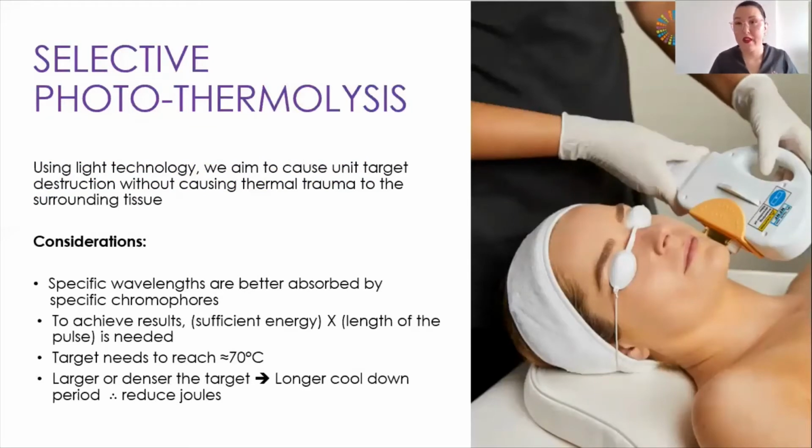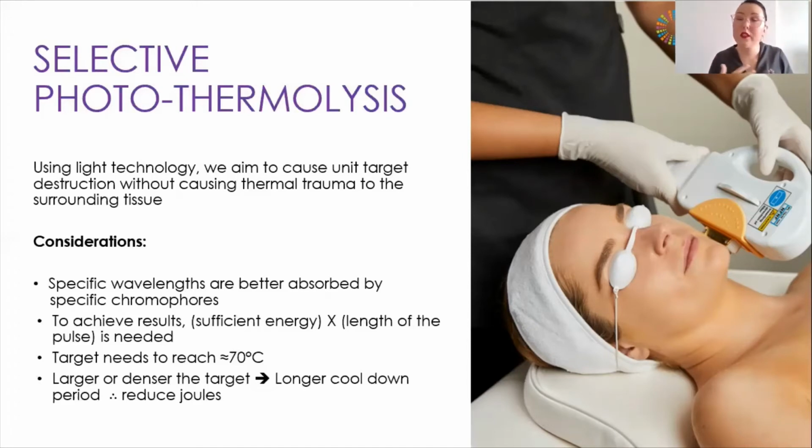So this process is called selective photothermolysis. Selective meaning we're targeting something specifically, photo meaning light, thermo meaning heat, and lysis meaning death. So we're using light and heat to selectively target something and destroy it. Now the aim, whether we're using an IPL or a laser, is to cause unit target destruction to that chromophore, that target, without harming the surrounding tissue. And this is what we aim for regardless.